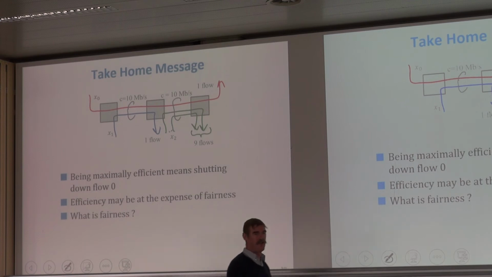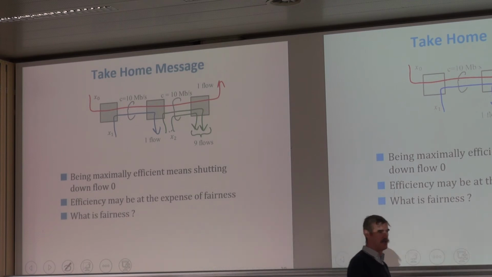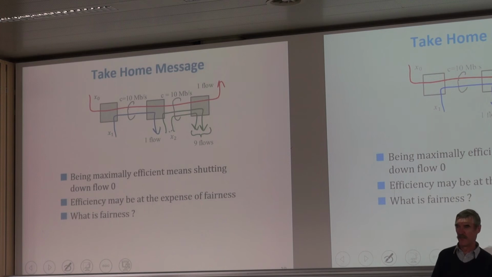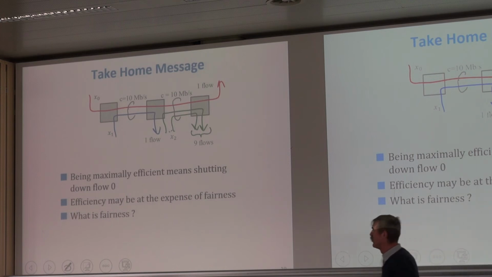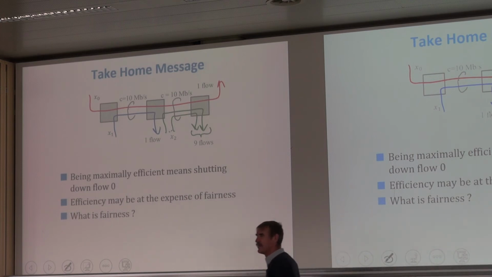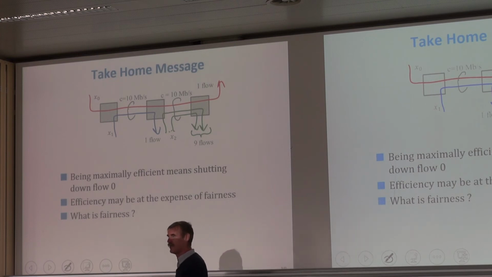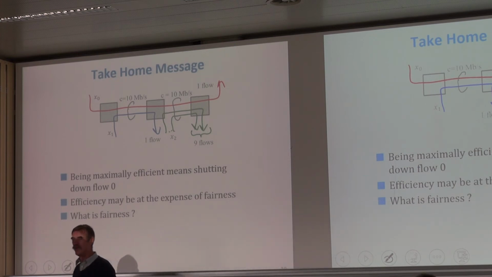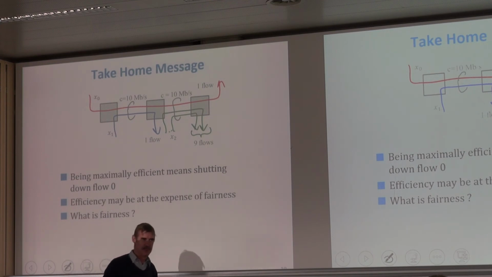So it's completely unfair. If you want to maximize the utility of your network, you shut down x0. Why do you shut down x0? Well, because it's too expensive. It's using 2 links. The others are using only 1 link. So if you get rewarded by the total flow in this network, then disable x0.